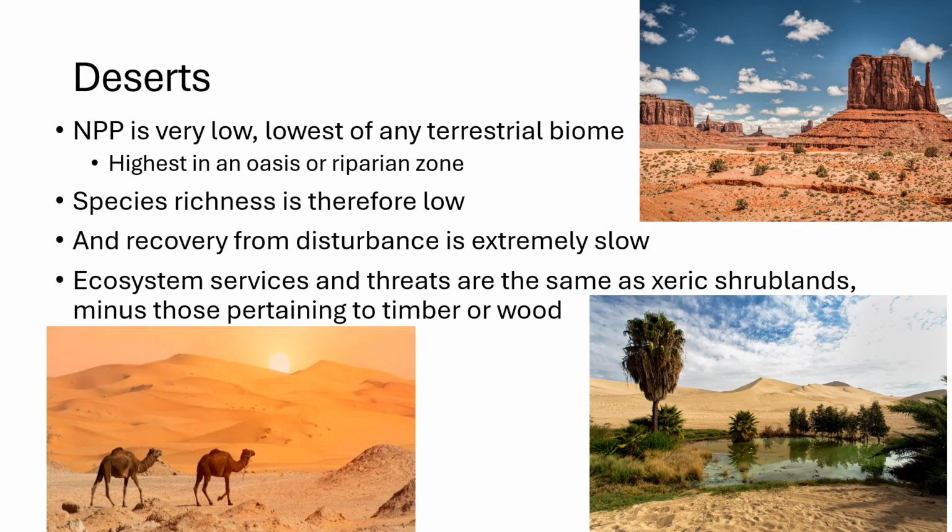Unsurprisingly, in deserts, the net primary productivity is very low. It's the lowest of any terrestrial biome except for ice sheets. The species richness is therefore low, but you do have some very unique species that live in deserts that are adapted for those dry conditions, both plants and animals. Recovery from disturbance is extremely slow. They often don't recover and they just become degraded.